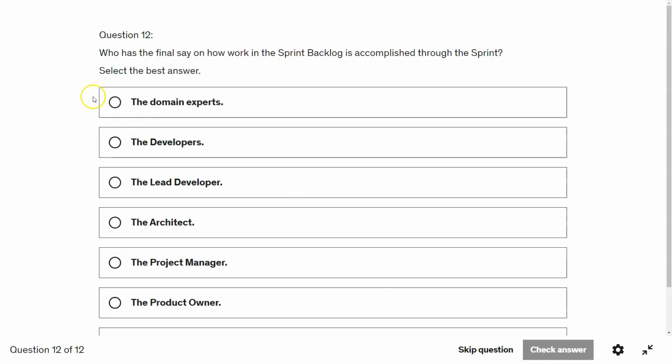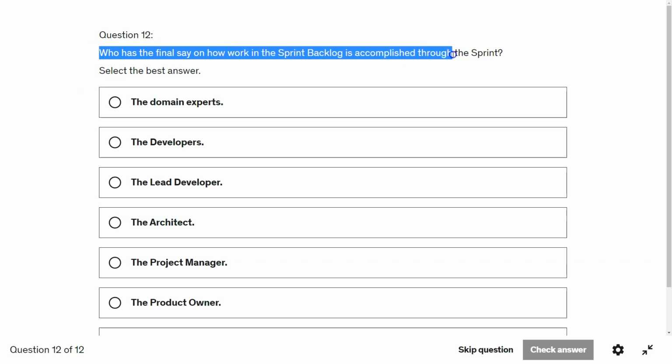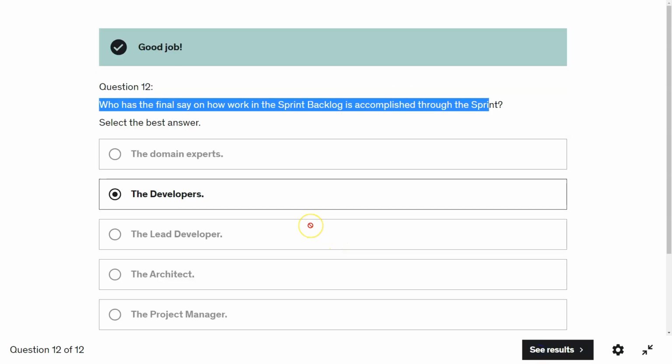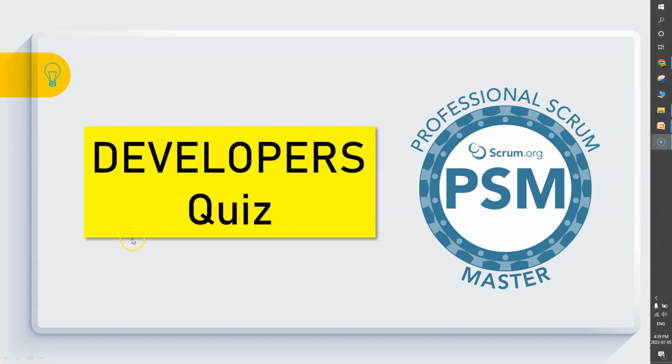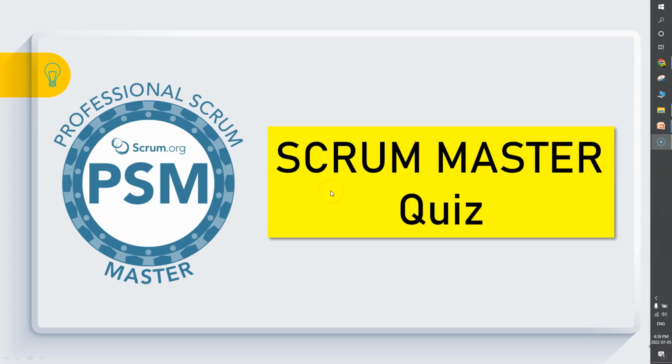Alright guys. Question 12. Who has the final say on how work in the sprint backlog is accomplished through the sprint? It is always the developers. Okay. Alright guys, we are done with the quiz on developers. The next one is the Scrum Master quiz.